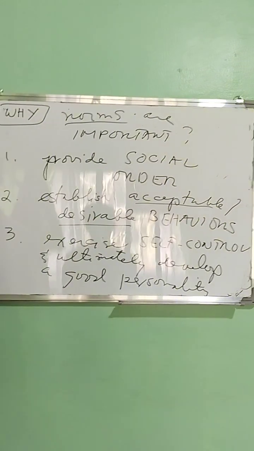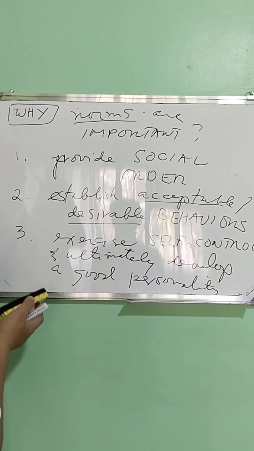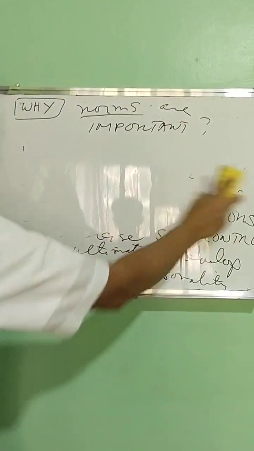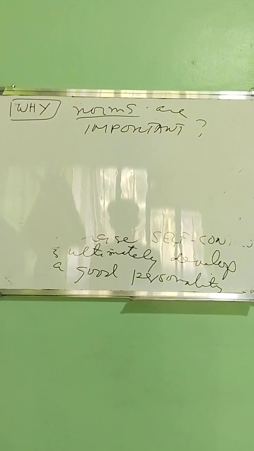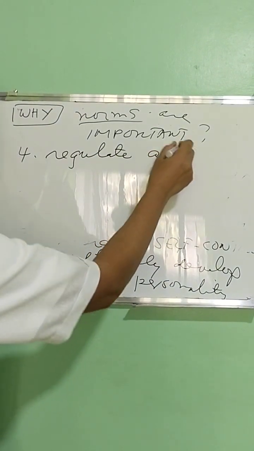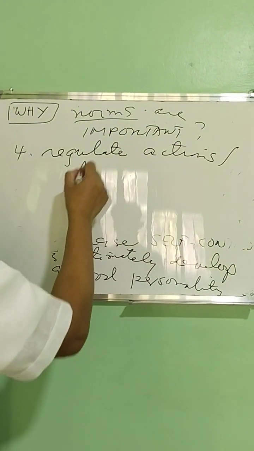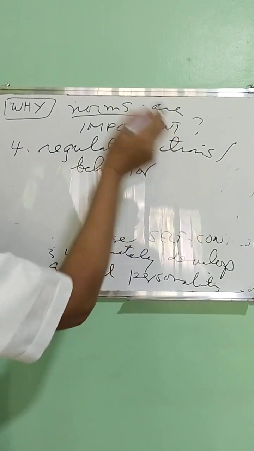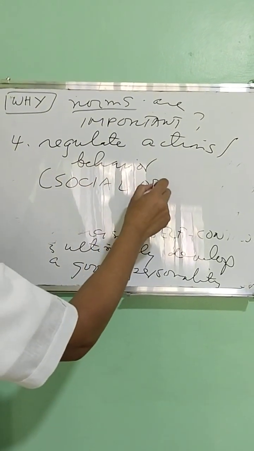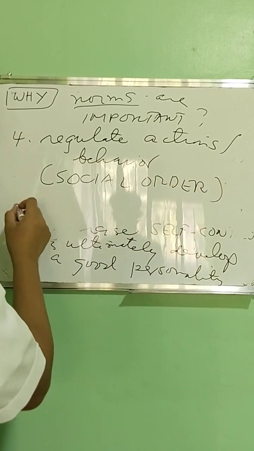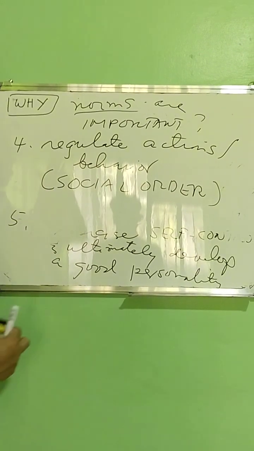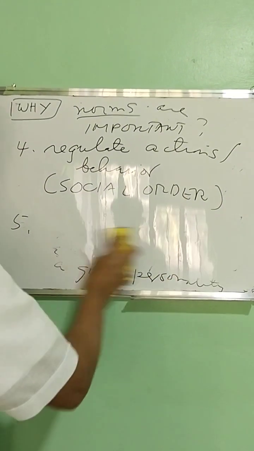There is one more. The fourth is to regulate, I mentioned this already, to regulate our actions and behavior. In short, if norms are intended to regulate our actions, the effect would be there will be social order in society. And then the last reason why norms are important is it gives cohesion to our society.